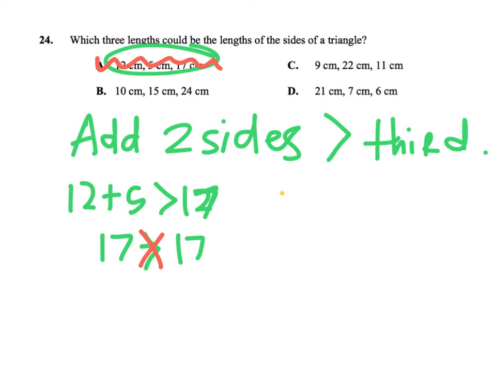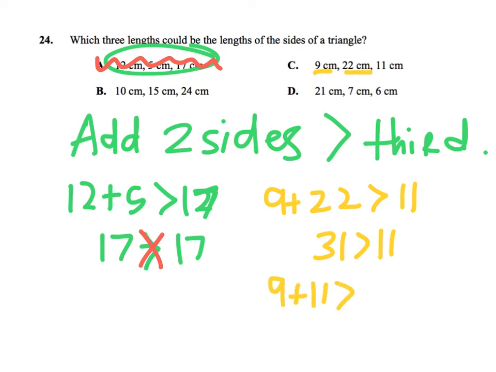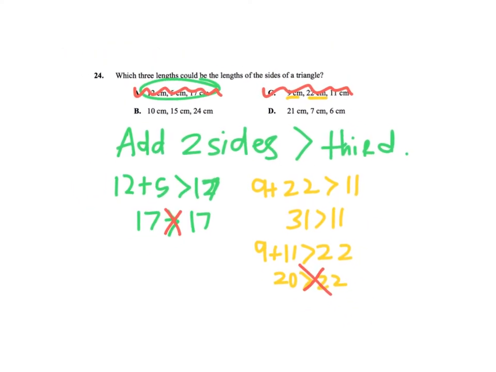For my next one, we have 9 plus 22 needs to be greater than 11. 22 plus 9 gives me what? 31, which is greater than 11. But now we did 9 and 22, so we have to do a different pair. Maybe I want to do 9 plus 11 and see if that's greater than 22. Well, 9 plus 11 gives me 20. We want that to be greater than 22. That is not true, so C doesn't work. I'm going to give myself a little space.